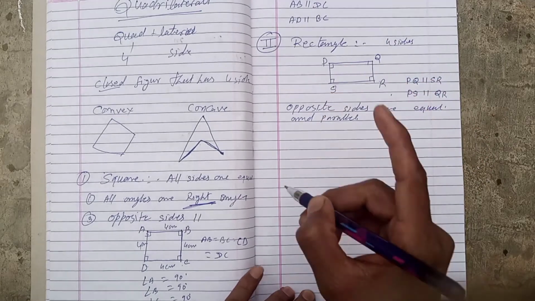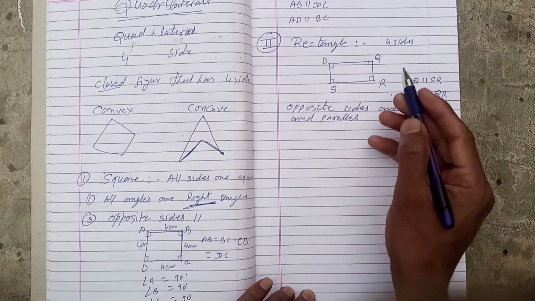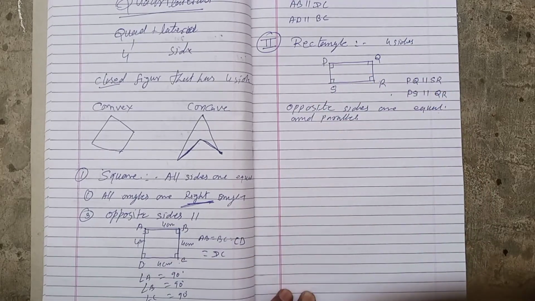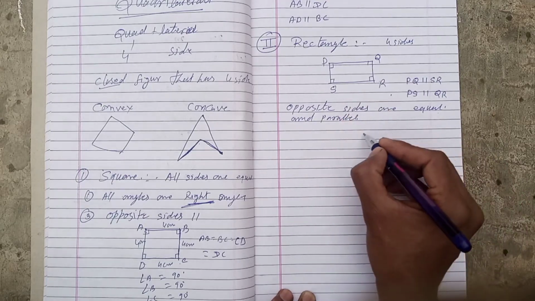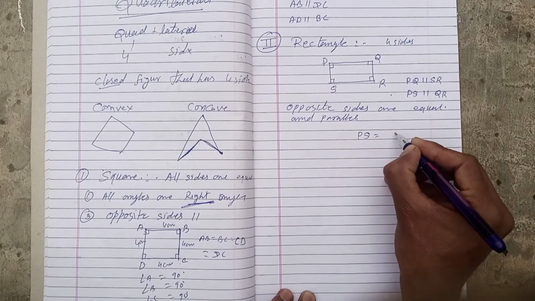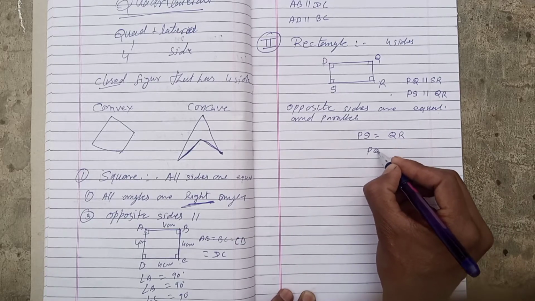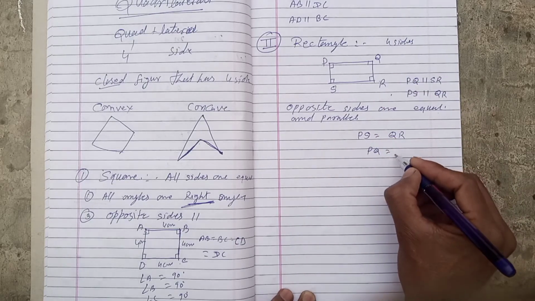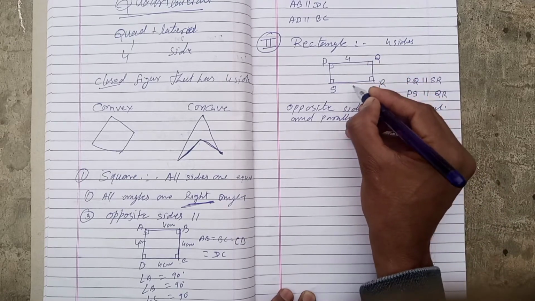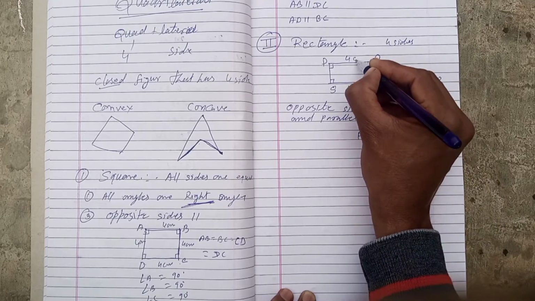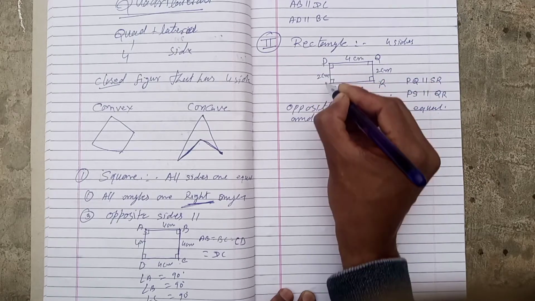What is the difference between a square and a rectangle? In a square all four sides are equal, but in a rectangle only the opposite sides are equal. Here PS is equal to QR, and PQ is equal to SR. If this is 4 centimeters, then this will be 4 centimeters, and suppose this is 2 centimeters, then this is also 2 centimeters.